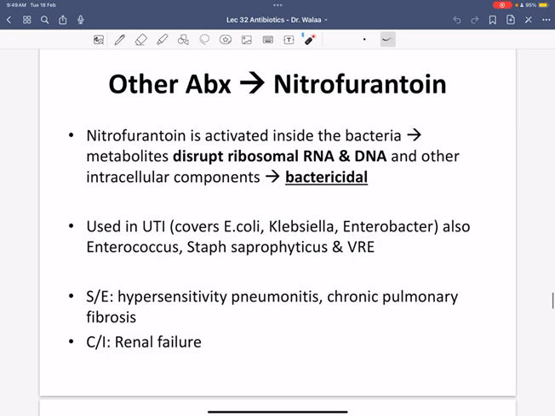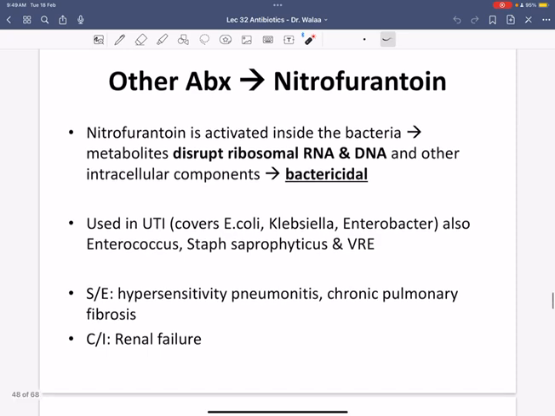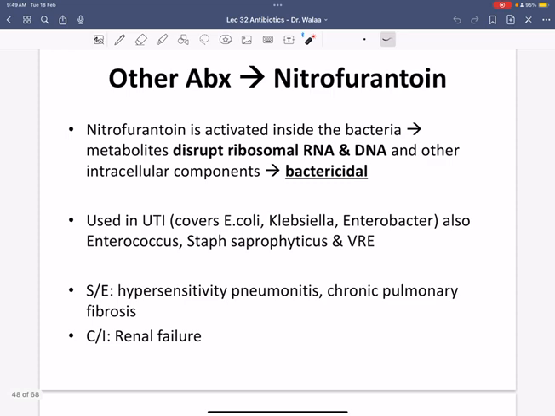Nitrofurantoin, again, it inhibits the RNA with DNA polymerization. Okay? It's one of the bactericidal antibiotics. It's an excellent choice, specifically in females, to cover for UTI, urinary tract infection caused by major non-resistant gram-negative like E. coli, Klebsiella, Enterobacter, etc. Major side effect with nitrofurantoin: pneumonitis and pulmonary fibrosis, which is irreversible. Okay? Absolute contraindication to give nitrofurantoin is renal failure or decreased glomerular filtration rate.